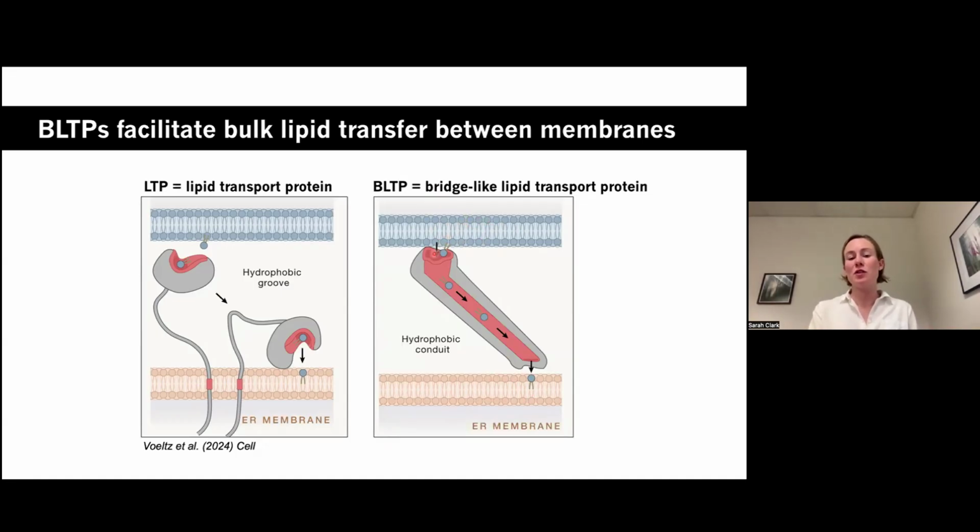And they're shaped sort of like a tube. The thought is they facilitate bulk lipid transport by just moving large quantities of lipids from one membrane to the other through this hydrophobic tube-like structure. For that reason, they've been called different names like a hydrophobic conduit, a lipid superhighway, a lipid fire hose, things like that.